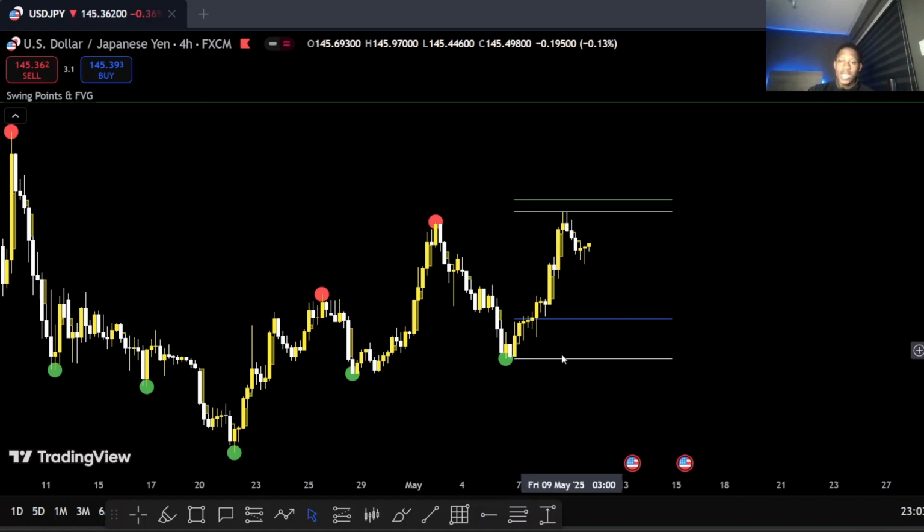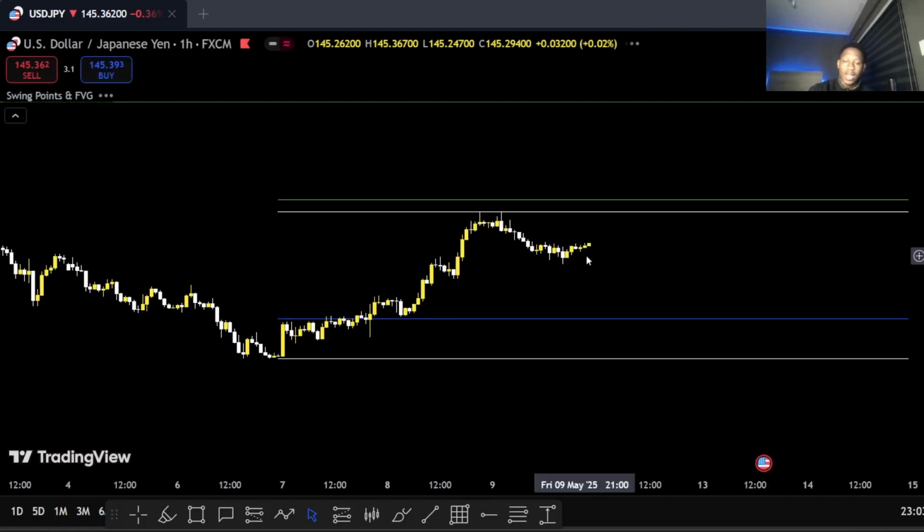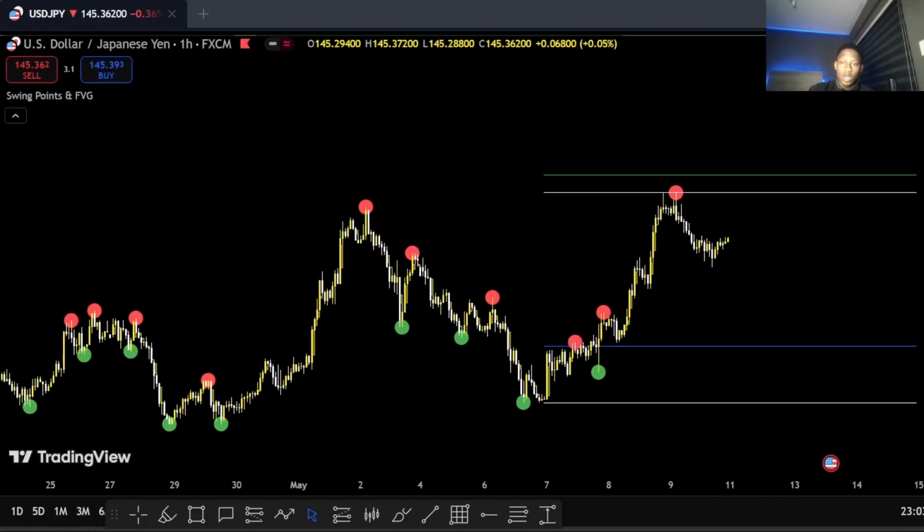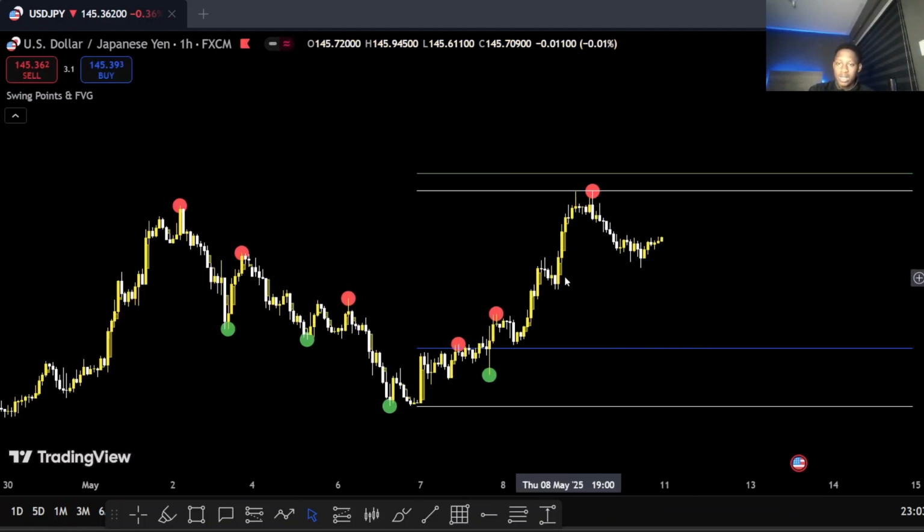So right now, what we can see is that price did make this low and did make this high, right? And then it has sunk all the way to the downside. When we go over to the 1 hour time frame, things become a little bit clearer. We can see that price maybe wants to respect this zone over here.